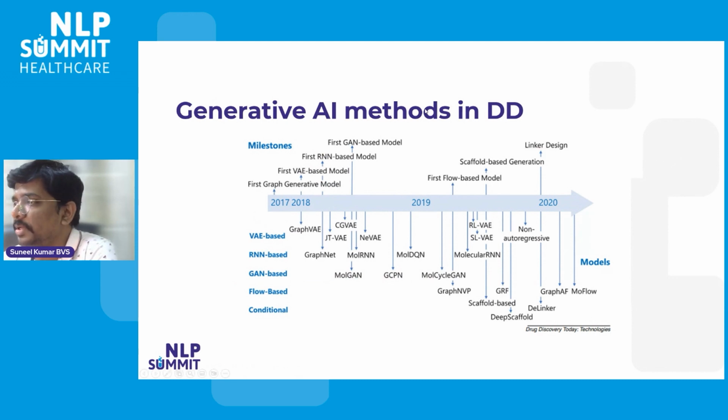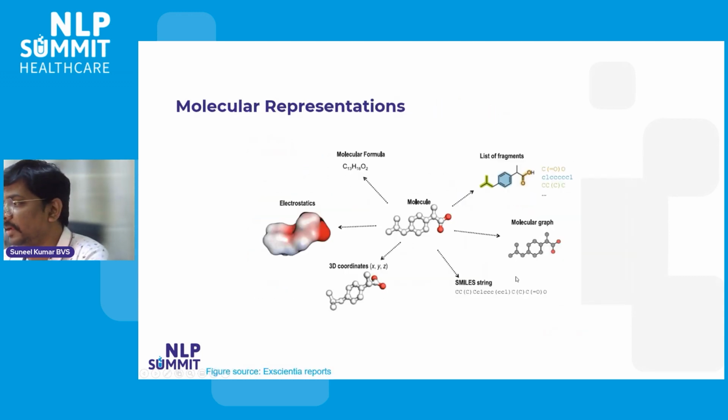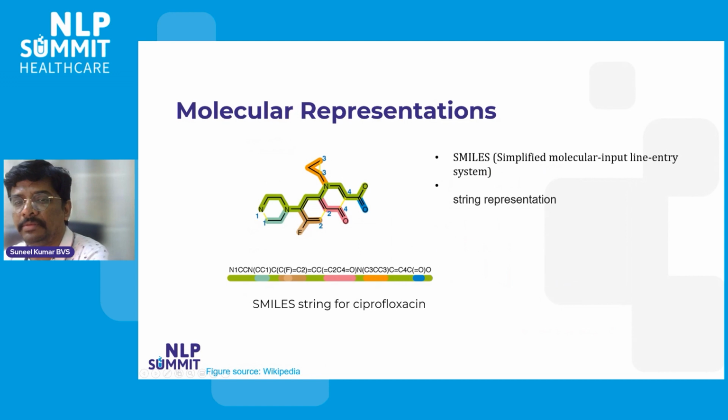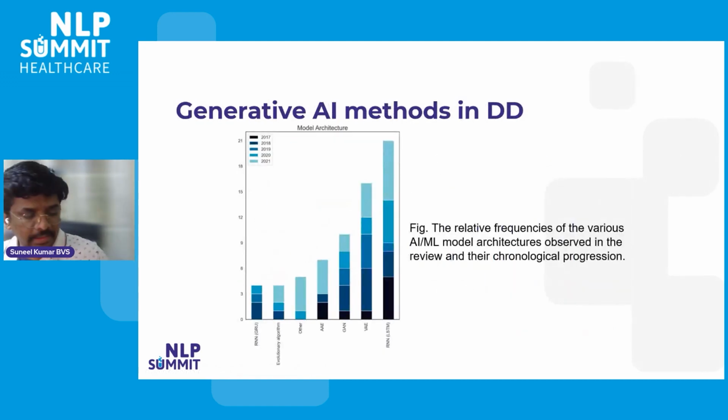in drug discovery. It's not limited to RNN-based methods. Many methods have been proposed: autoencoders, GANs, flow-based or conditional models, and even fragment-based approaches, scaffold-based approaches, and fragment linking approaches. We'll discuss this, followed by generative AI implementations.